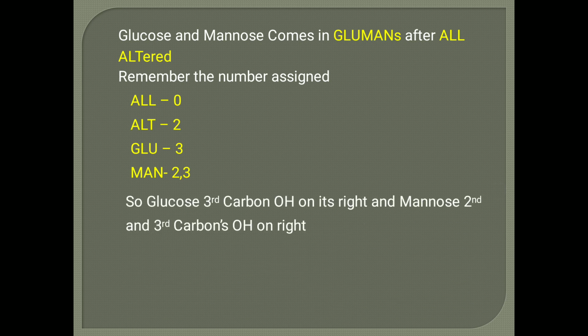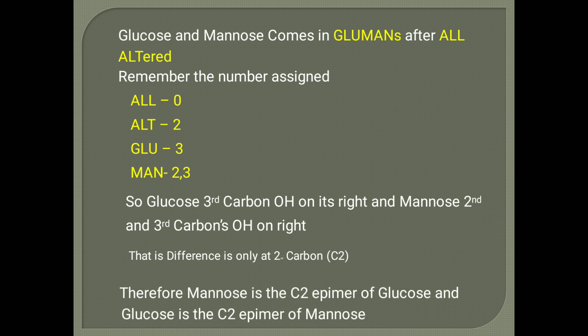So where is the difference between mannose and glucose? We can see that the third carbon is the same for both. So the difference is there in the second carbon, so we can find that it is a C2 epimer. In glucose, the third carbon OH is on the right side, and in the case of mannose, the second and third carbon OH are on the right side. Therefore the second carbon is the difference, and as a result we can see that mannose and glucose are C2 epimers.